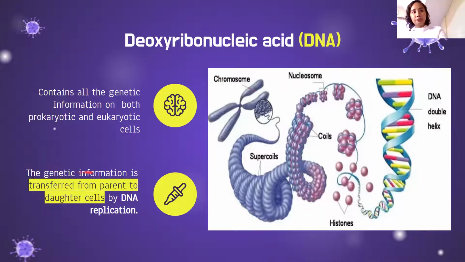So that in the creation of multiple cells, class, dapat lahat ng cells natin pare-pareho yung chromosomes, hindi ba? So para maging pare-pareho yung mga chromosomes natin, nagkaroon ng DNA replication. So DNA is just copying itself, so that it could pass it to its daughter cell. So we have a parent cell, or an older cell.